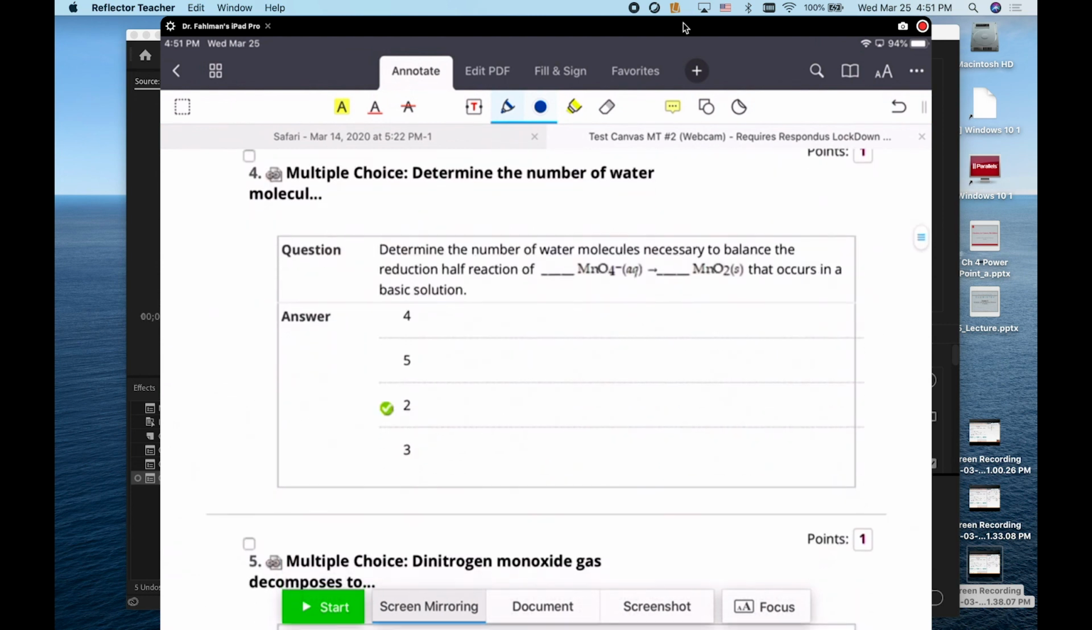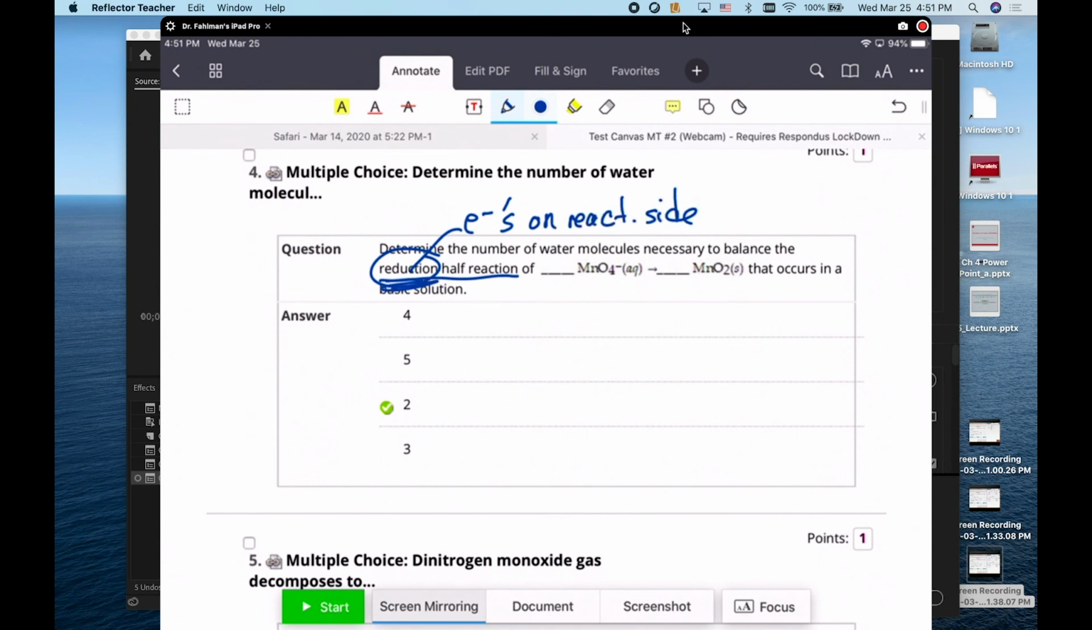Determine the number of water molecules necessary to balance. So this is the reduction half reaction. So this is telling you electrons should be on the reactant side if it's saying reduction, right? So it's kind of giving you a little hint, but MnO4 minus goes to MnO2. Okay, the manganese are good. We have to balance the oxygens by water.